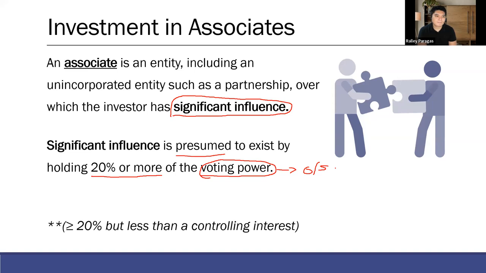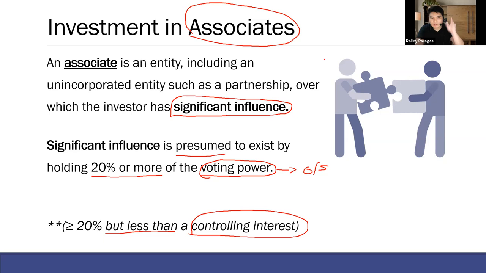So again, recap tayo, as we've mentioned earlier, no? More than or equal to 20% but less than a controlling interest. Kasi pag may controlling interest ka na doon sa entity na yon, hindi mo na siya associate. No? Hindi mo na siya associate. Magiging subsidiary mo na siya. So instead of you applying the equity method, as we'll discuss later, ang magiging application mo na doon would be to consolidate, okay, the financial statements of that particular investee with your own financial statements. So magiging PFRS 10 na yung application mo, hindi na magiging PAS 28, no? So remember, significant influence but not control or a controlling interest over the investee.